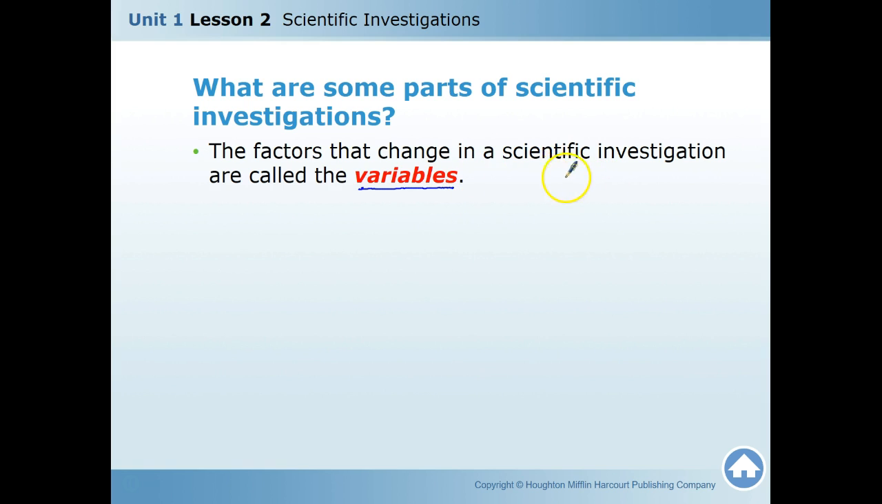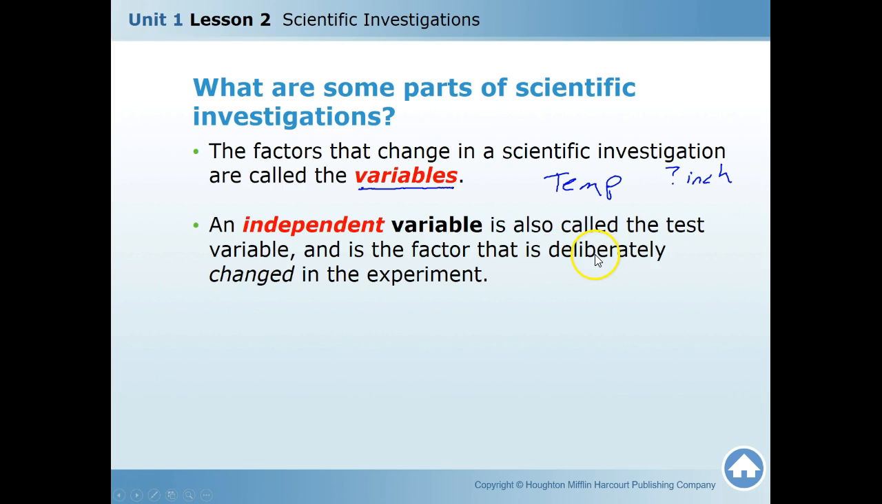So it might be that we change temperature. We can change temperature, and then we can see how many inches a plant grows at different temperatures as we measure that along. So that's changing some variables. The independent variable is called the test variable, and it's the factor that we change on purpose. So we were talking about temperature and plant growth.